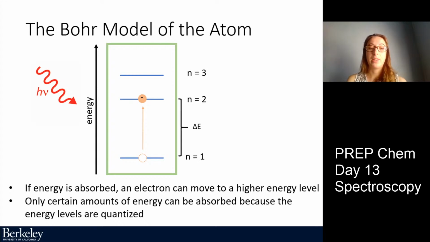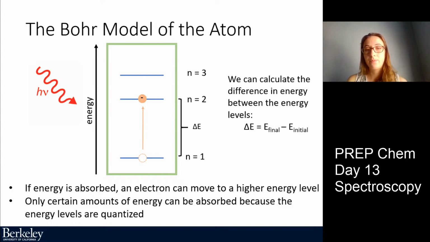So that means if we look at the change in energy between these two states, it has to occur in a quantized amount. So we can calculate the difference in energy between these energy levels by just taking the energy of the final state and subtracting it from the energy of the initial state. Another way of writing this in nomenclature that relates to the diagram is saying that your change in energy equals your energy of your electron in your second level minus the energy of an electron in the first level.